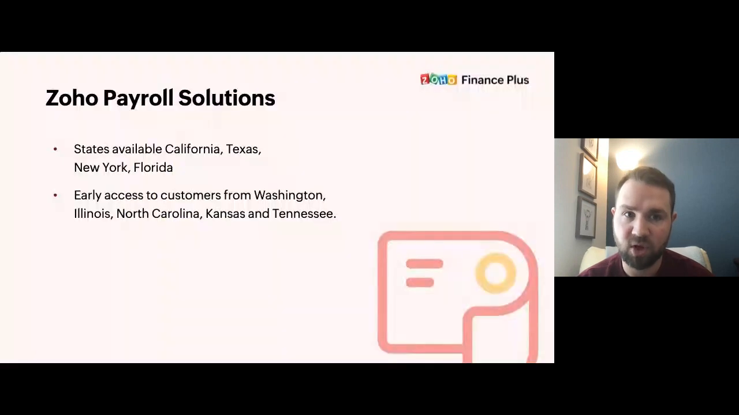However, Zoho, the past year or so, is starting to roll out more states for Zoho Payroll. And that's our solution, our alternative. The states we have open now are California, Texas, New York, and Florida. We also have early access for Washington, Illinois, North Carolina, Kansas, and Tennessee. So if you're in those states, go ahead and check it out. It's relatively affordable. So I would recommend, if you don't need something super robust like Sure Payroll, definitely check out our payroll solution as well.